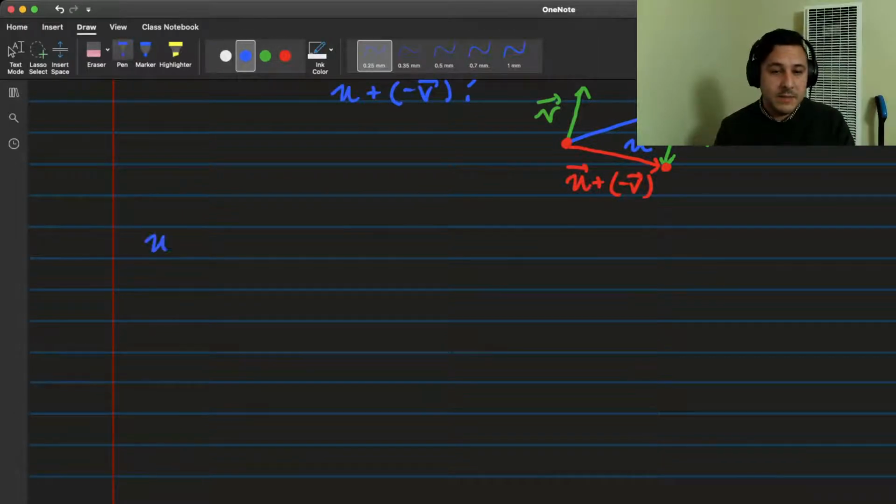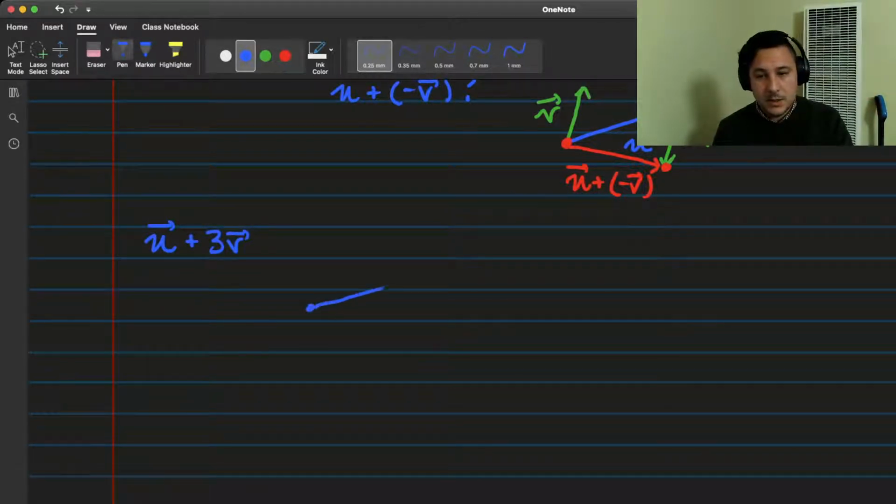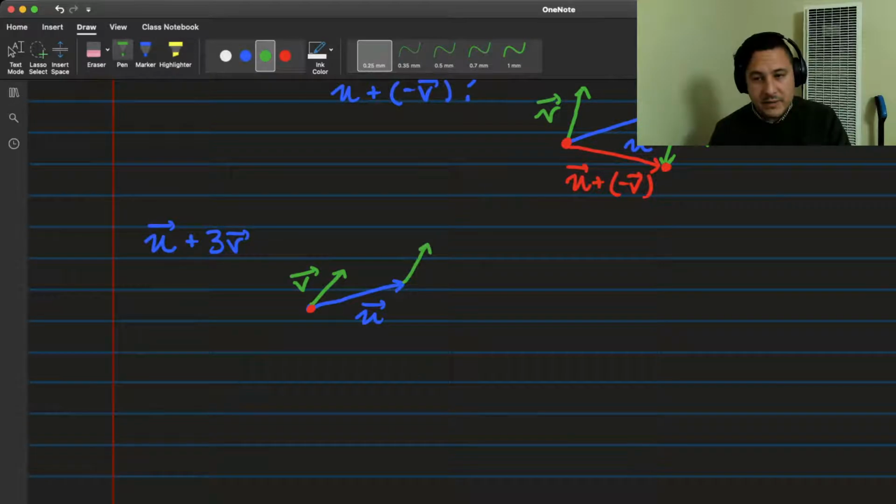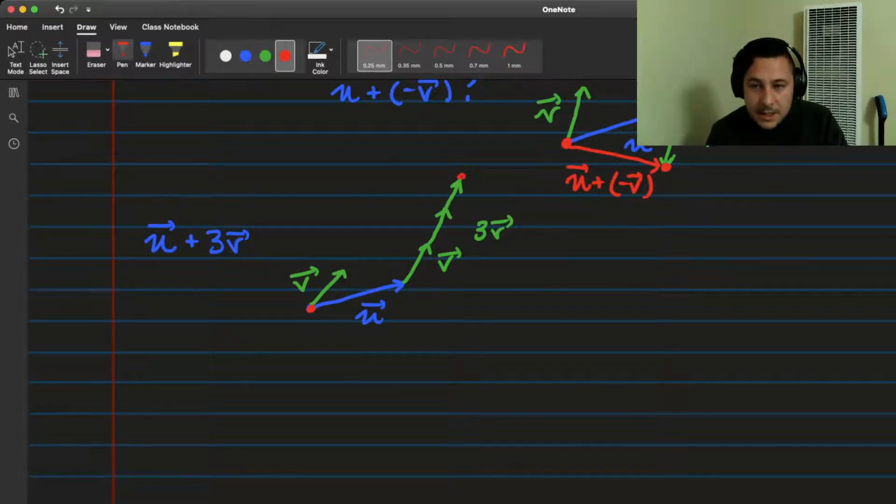So what about if you want to do something like u plus 3v? It works the same way. Let's say that u looks like this, and v looks like that. So I'm going to start here at the initial point. I go to the end of u, and I've drawn v. But I'm not adding v, I'm adding 3v. 3v is a scalar multiple, so it's in the same direction as v, but 3 times as long. So 3v would look like that. Here is the end point.